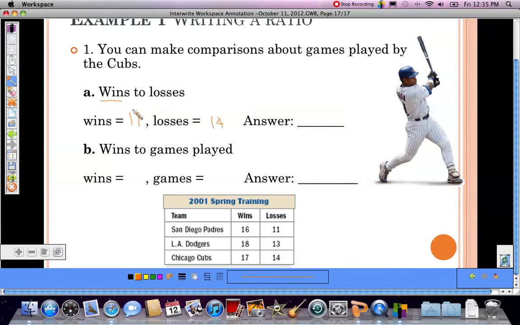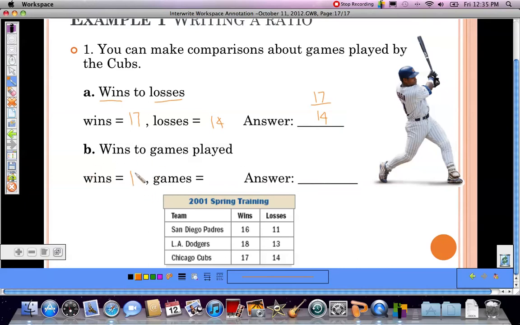Now, because wins comes first in your word version of the ratio, you want your number of wins to go in the numerator's position because it comes first. Losses come second, so we're going to write 14 in the denominator's position. The most important thing that you need to remember when writing ratios is that order does matter. Since wins came first, we place that number in the numerator, and since losses came second, we place that number in the denominator. Part B says wins to games played.